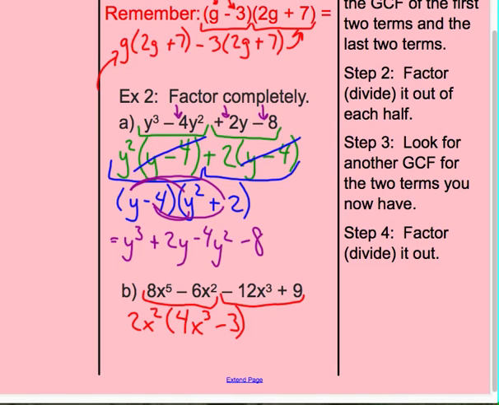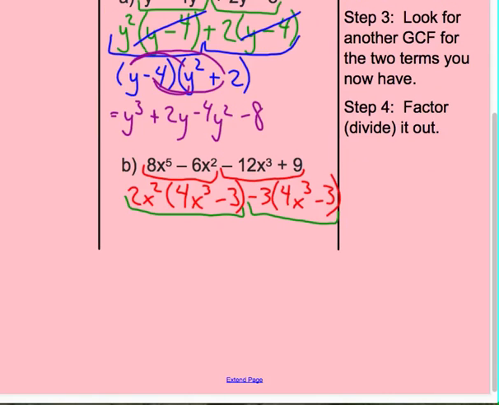For my second two terms, I see that they have a 3 as a common factor, but I'm going to factor out a negative 3. Negative 12x cubed divided by negative 3 is positive 4x cubed. And 9 divided by negative 3 is negative 3. Looking at my two terms again, here's term 1, and here's term 2. I'm on step 3: look for another GCF for the two terms you now have. My GCF now is 4x cubed minus 3. When I divide that out of my first term, I'm left with 2x squared. Dividing it out of my second term, I have a negative 3.